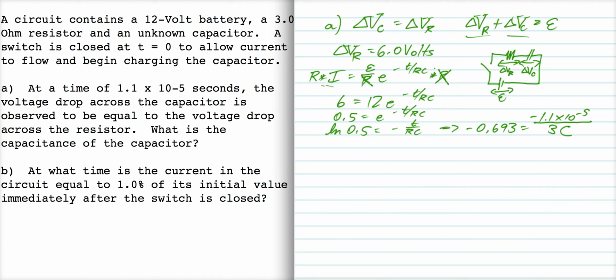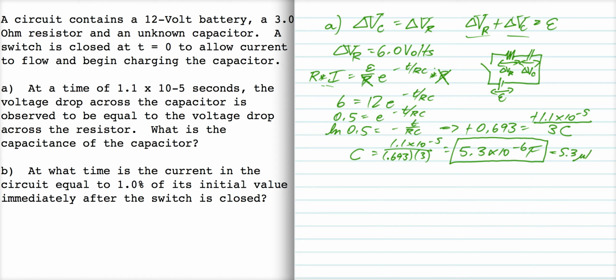So if I solve that equation for the capacitance, I get that the capacitance is equal to 1.1 times 10 to the minus 5, I'm getting rid of both the minus signs here, divided by 0.693 times 3. And that is 5.3 times 10 to the minus 6 farads, or 5.3 microfarads, if you'd rather. Okay, so there's part A.